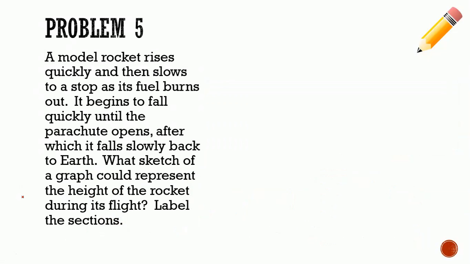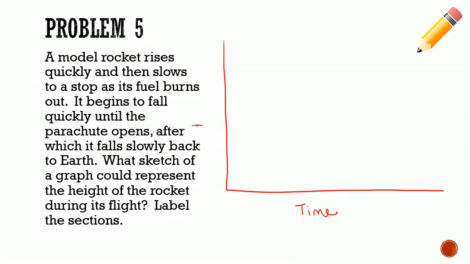Let's try problem 5. So a model rocket rises quickly and then slows to a stop as its fuel burns out. It begins to fall quickly until the parachute opens, after which it falls slowly back to Earth. Which sketch of a graph could represent the height of the rocket during its flight? We're going to label too. So let's make a very large graph here. So we got time, and then we got height.